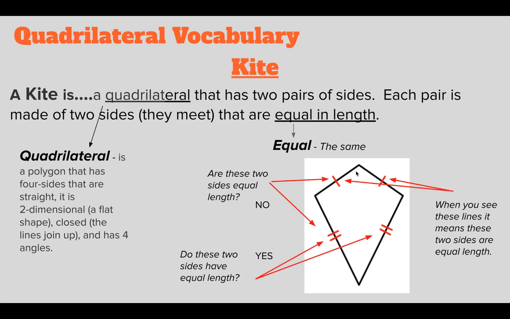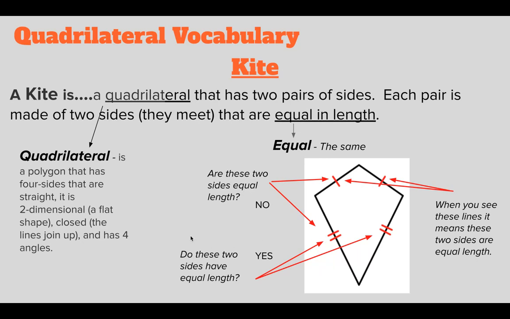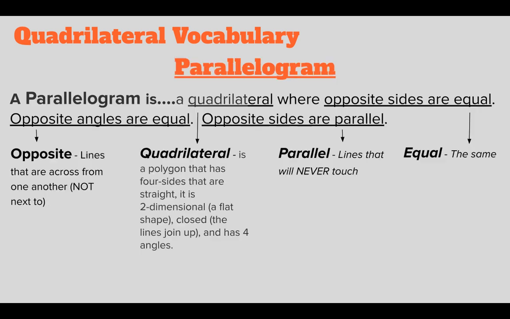No, because this side has 1 tick mark and this side has 2 tick marks. Now, be careful because not all shapes have lines in them. Sometimes the people who draw shapes do that to help you, and other times you just have to use your eyes. Let's go on to our next definition.